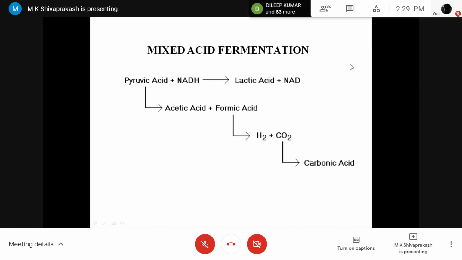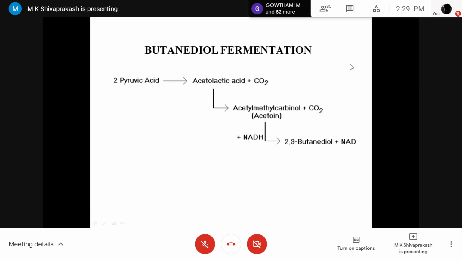In yesterday's class, I told you that in hot summer sometimes the curd loses its natural aroma. It will get the flavor or aroma of toddy or some other things. That is due to contamination with heterofermentative lactic acid bacteria, mixed acid fermentative organisms.